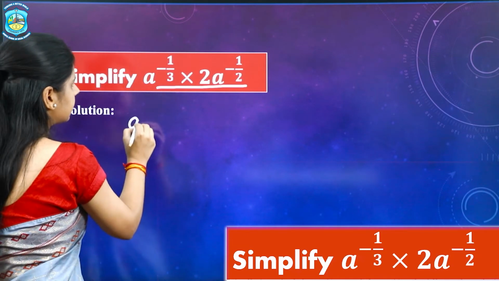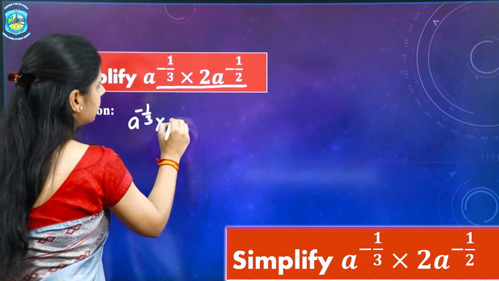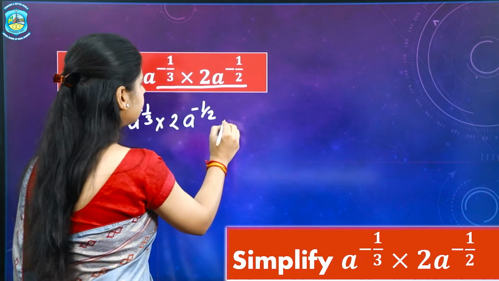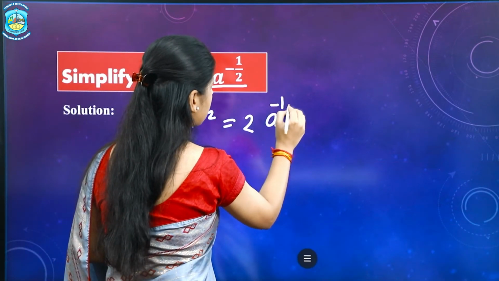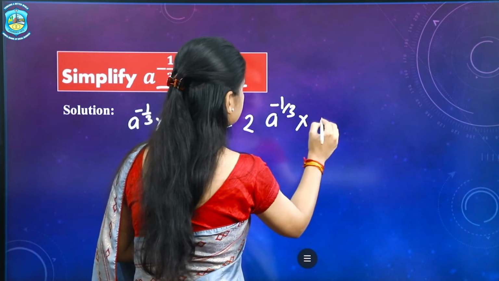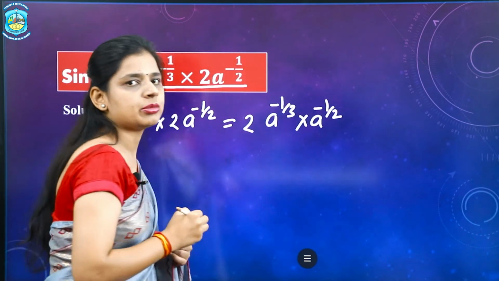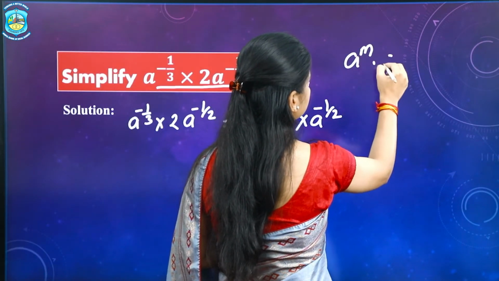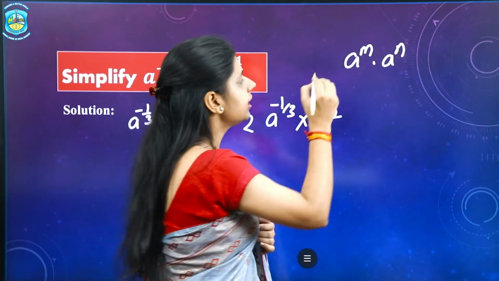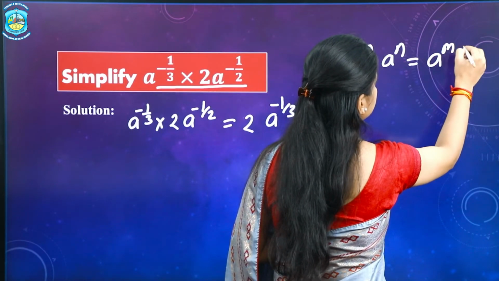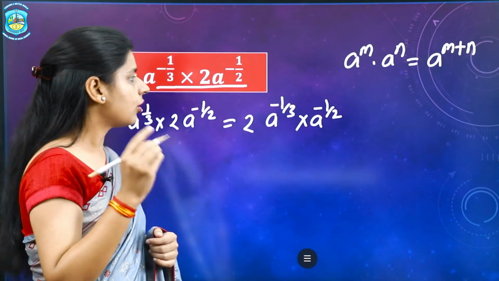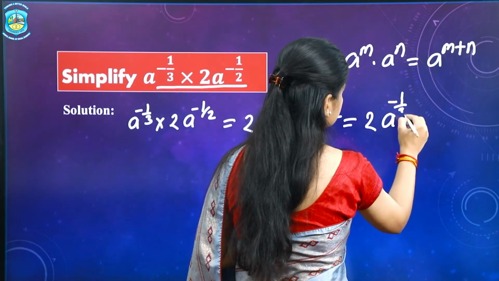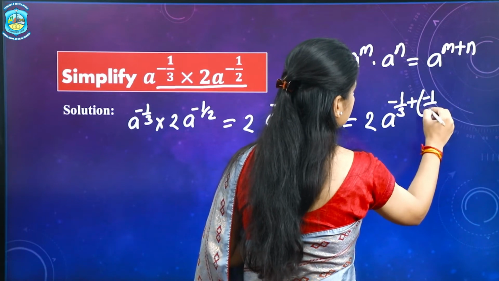Now, this expression a to the power minus 1 by 3 multiplied with 2 a to the power minus 1 by 2, we can write as twice of a to the power minus 1 by 3 multiplied with a to the power minus 1 by 2. Then we will apply this formula a to the power m multiplied with a to the power n is same as a to the power m plus n. On applying this formula, we will get twice of a to the power minus 1 by 3 plus minus 1 by 2.